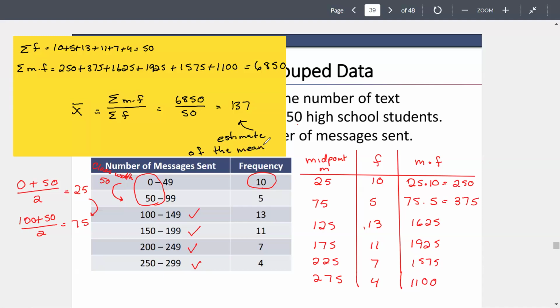So I'm really just estimating the mean. Like I said, I don't have all the data. So just because we don't have the data doesn't mean we can't make a good estimate.